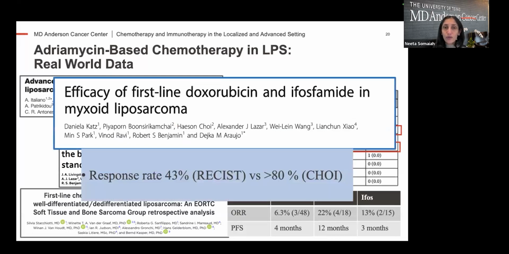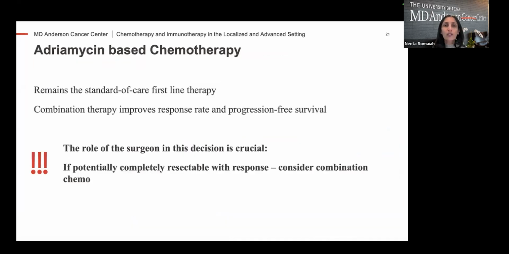And not to forget the myxoid liposarcomas, I did mention we have retrospective data in that subtype as well, and response rates are much higher. So this subgroup of diseases is sensitive to both radiation and chemotherapy and used more frequently, especially in the advanced disease setting. Now, the summary of the Adriamycin-based chemotherapy is that it remains the standard of care first-line therapy for patients with advanced disease. Combination therapy improves response rate and progression-free survival.